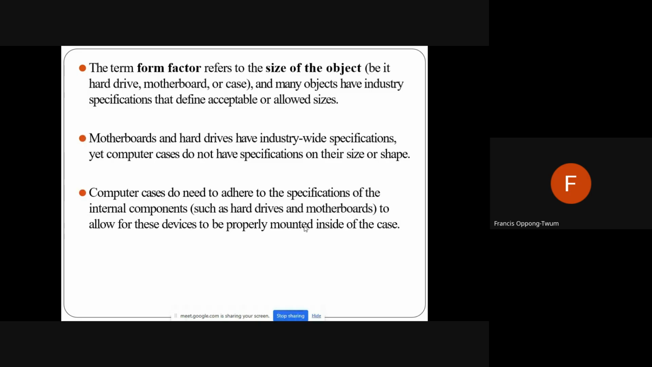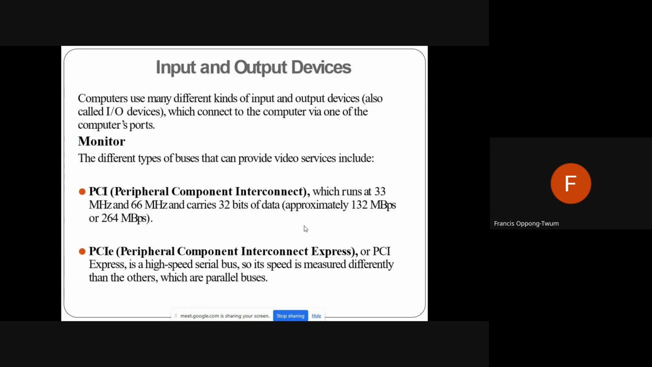Your phone has a different form factor than maybe your friend's phone. Your laptop might be a little bit bigger than your friend's laptop. There are some laptops you can easily put in your pocket or in your bag, depending on the form factor. So when we mention form factor in computing, that refers to the size of the object, be it the hard drive, the motherboard, or anything. Motherboards and hard drives have industry-wide specifications, so computer cases need to adhere to those.